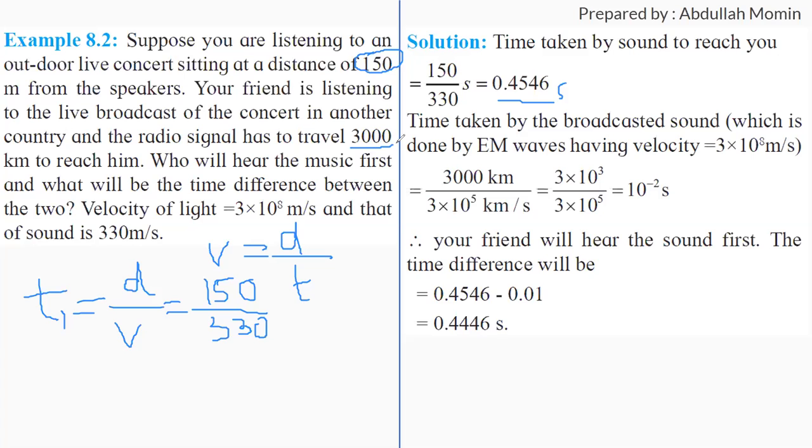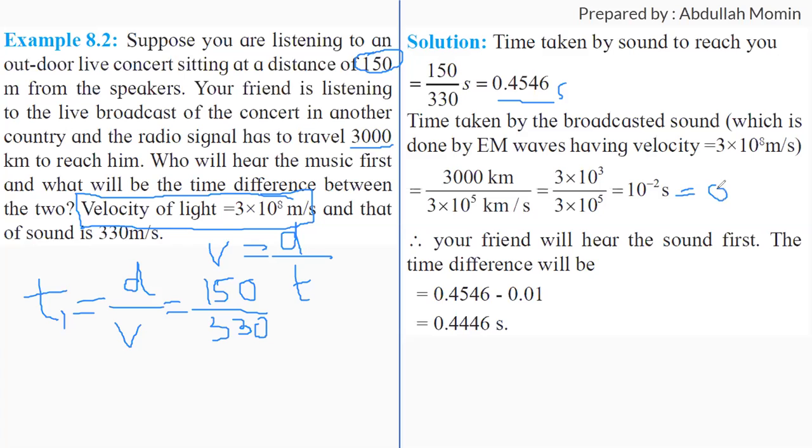And while it is a live broadcast, this sound will travel at a speed of 3 into 10 raised to 8 meter per second, because this sound wave is carried by the electromagnetic wave. So the time taken by the broadcasted sound is t equal to distance upon velocity. So we can write 3000 kilometer divided by 3 into 10 raised to 5 kilometer per second. After solving this, we will get 10 raised to minus 2 second.